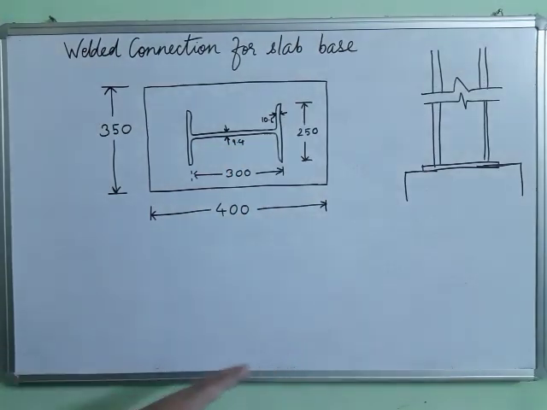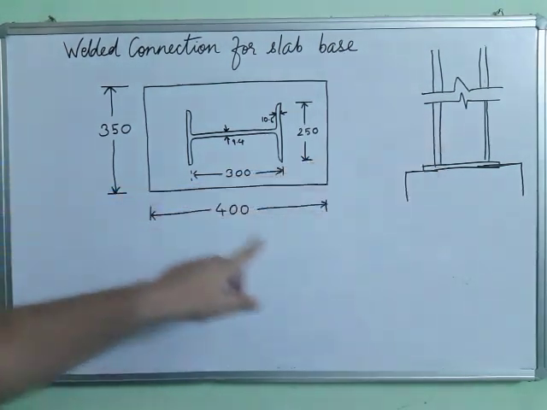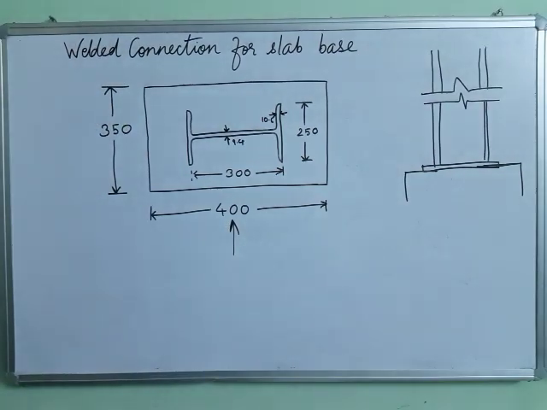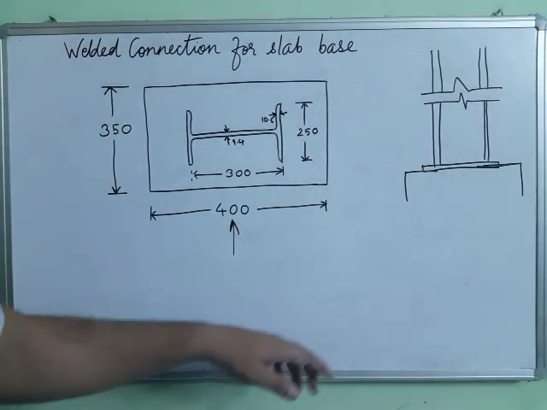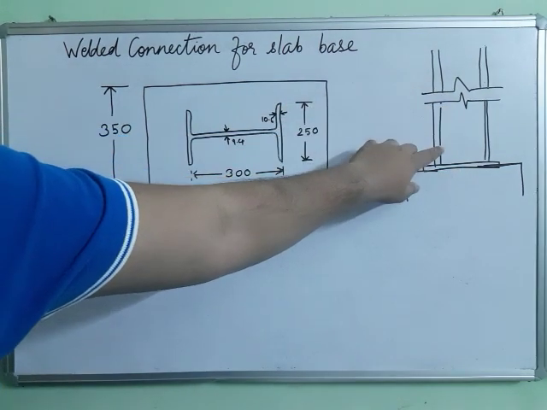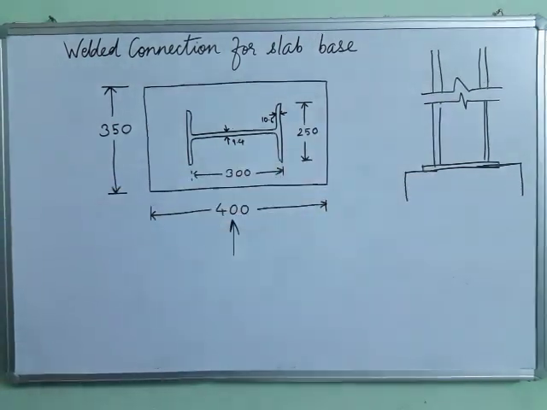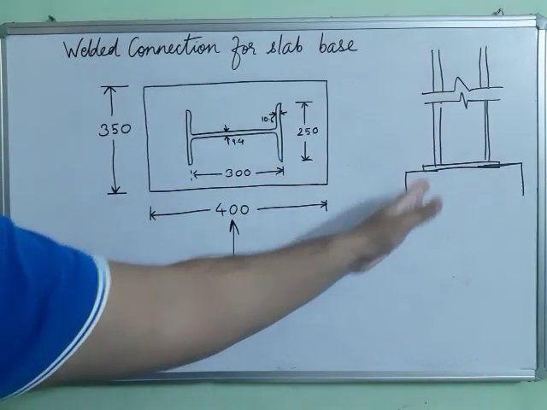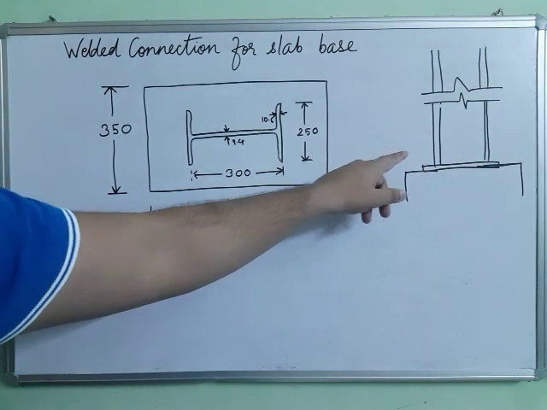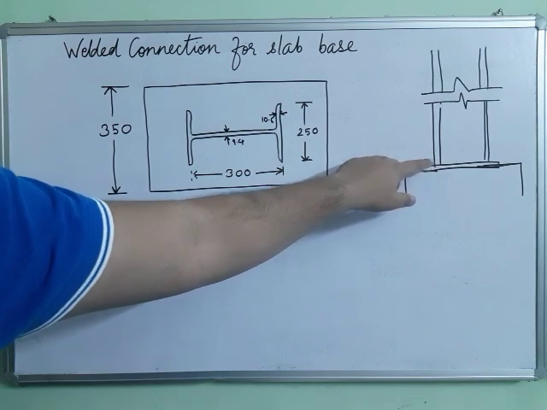I'm just saying that if this is the concrete base, this is the base plate, and this is the column, if you look from this side, so if we directly keep the column over the base plate without joining the column to the base plate, then there will be a chance that the column might get displaced from its position. So we also have to connect the column to the base plate, and for that we can use welding.